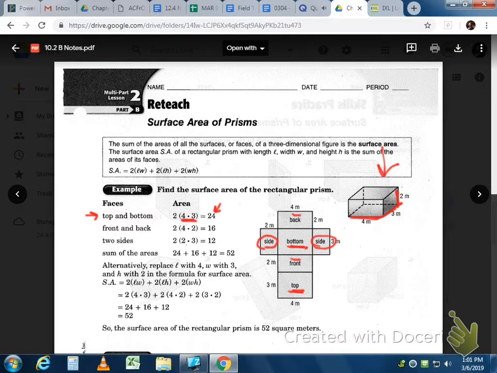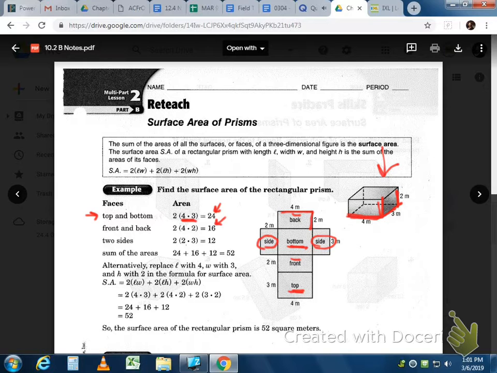Then they do the front and the back. Well, the front and the back is 4 by 2. You see how it's 4 by 2 right there. It matches this 4 by 2. So there's 2 of them. 4 by 2 is 8, but there's 2 of them, so there's 16.